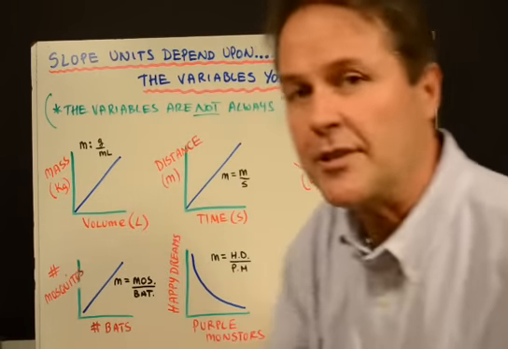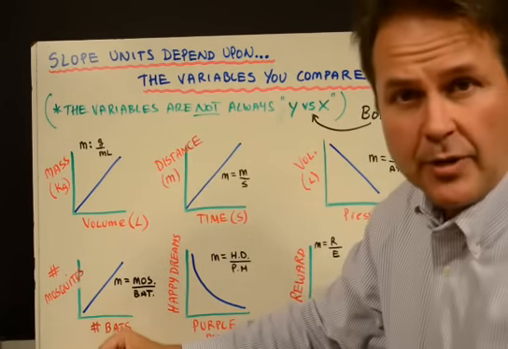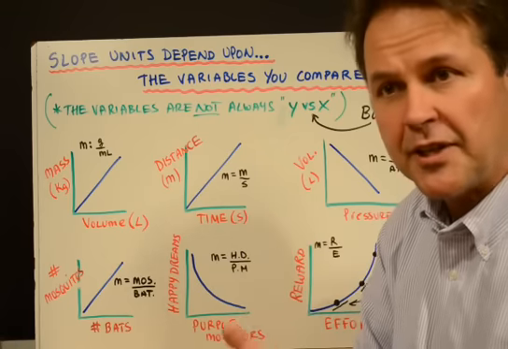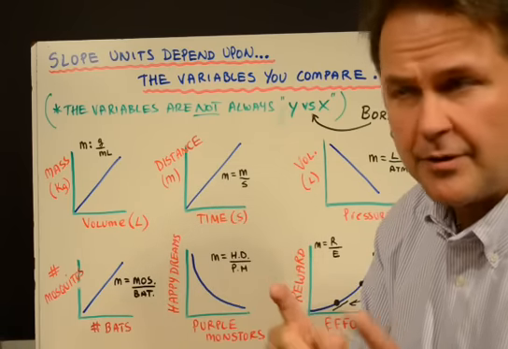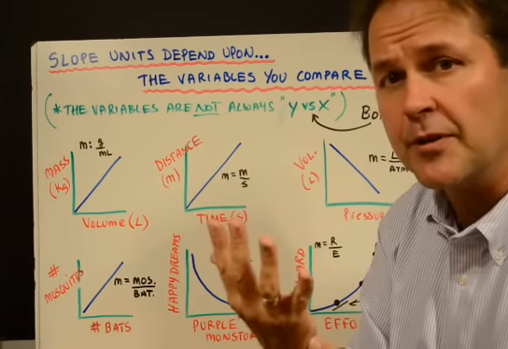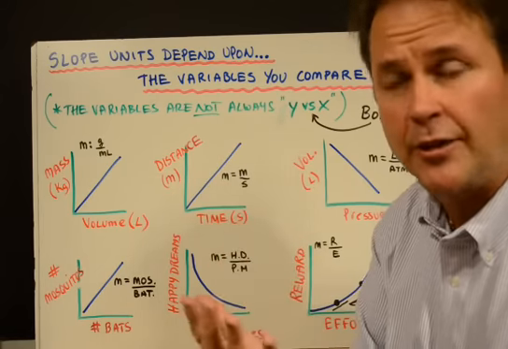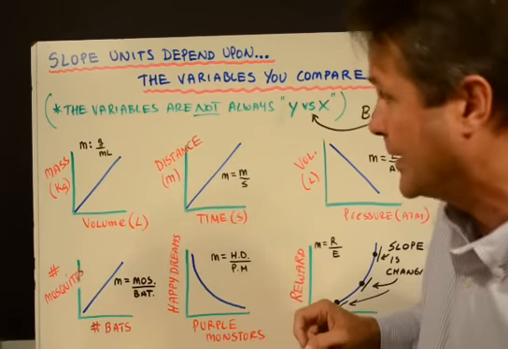So what about units of slope? Well, units depend upon the variables that you compare. When you do a study, it's always best to compare one variable to the other. You never compare five things at the same time, because if there's a change, it's very difficult to figure out what's causing the change. So we compare one axis versus the other axis.